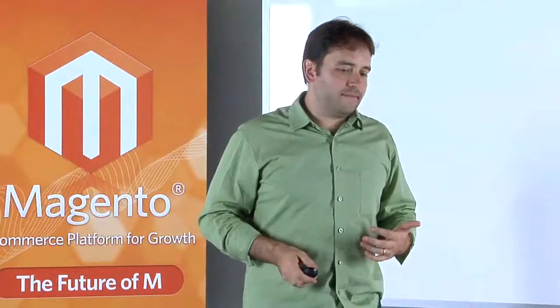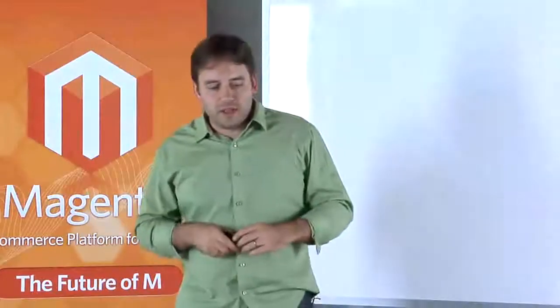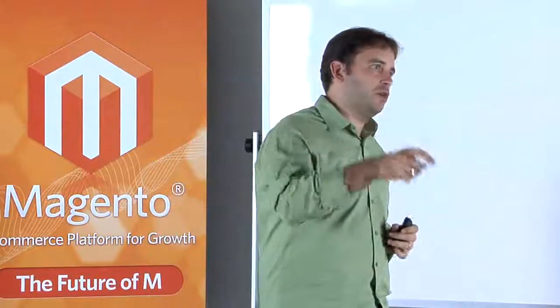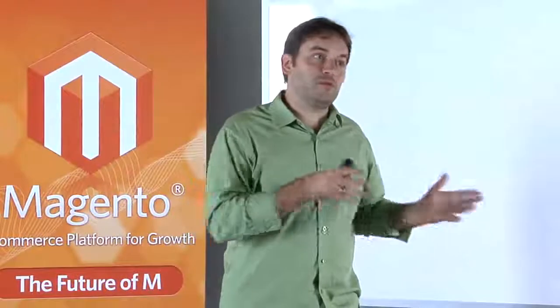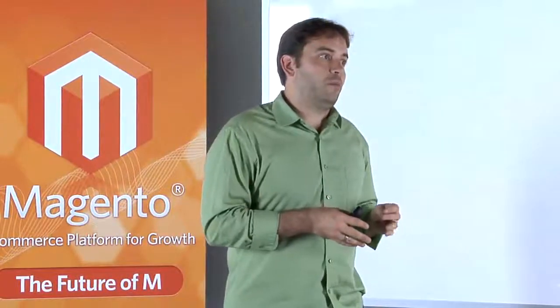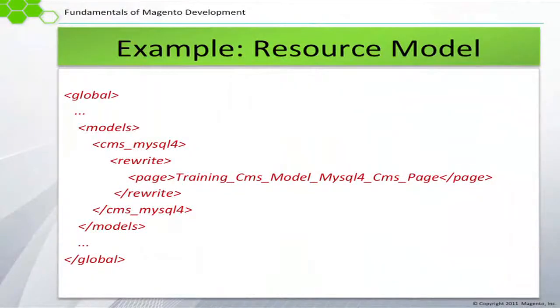And those are a little bit trickier because there's an extra step that we go through. Basically, we have to reference one node to actually find out the node to use for rewrites with resource models. So basically, the need here, of course, is that we have, in the case of a CMS page, because the resource models are what we use to deal with the storage of entities.